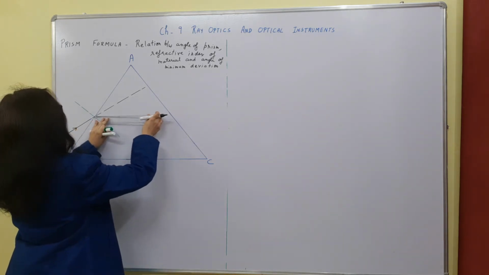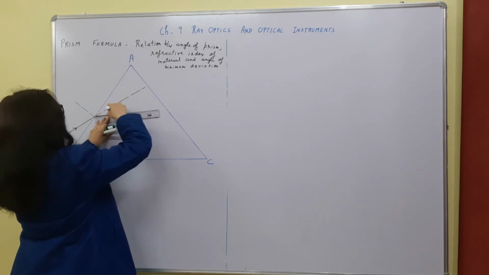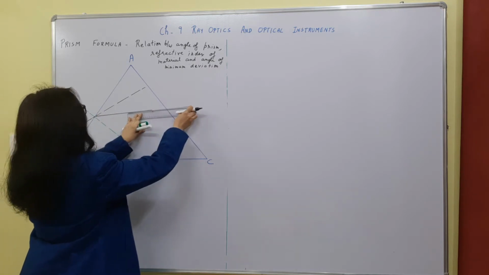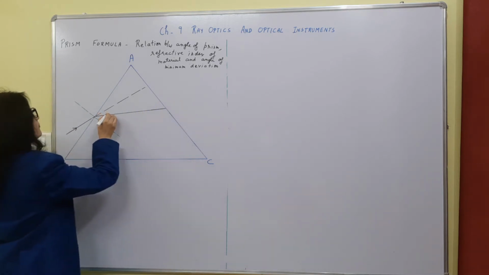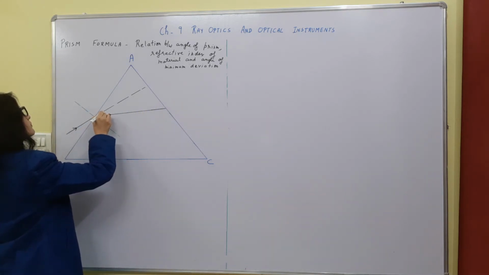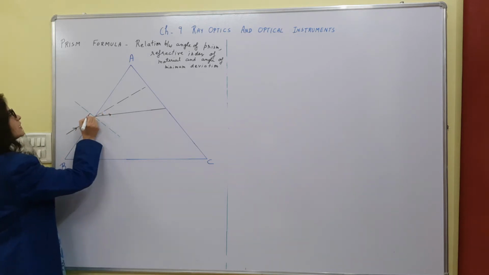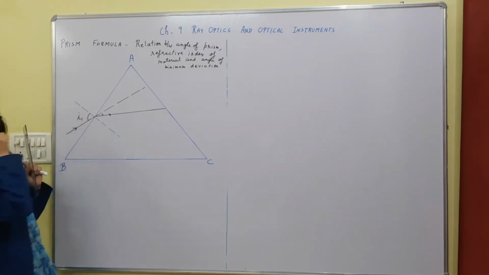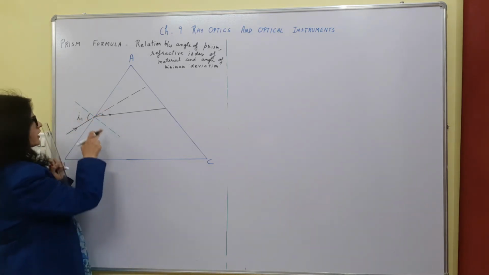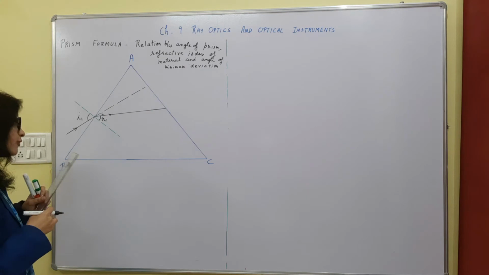It will bend towards the normal. So instead of going that way, it is moving this way because there is bending towards the normal. So this angle between the normal and the incident ray will be the angle of incidence at the first face. What will be the angle of refraction? The angle of refraction will be the angle between the normal and this refracted ray. I am marking it as R1.